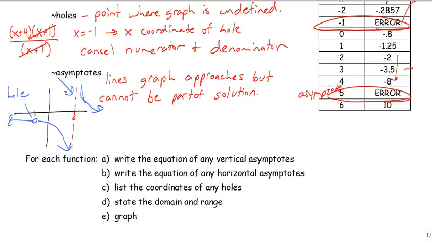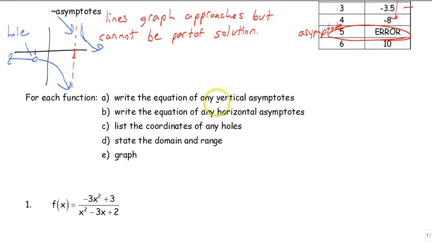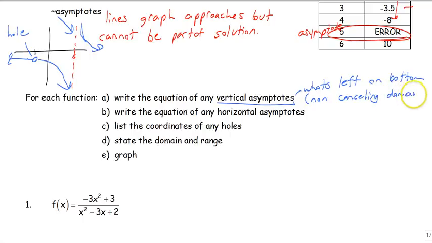So for each function, we're going to do all this stuff. Write an equation of any vertical asymptotes. Again, this comes from what's left on the bottom. So the non-canceling domain restrictions.